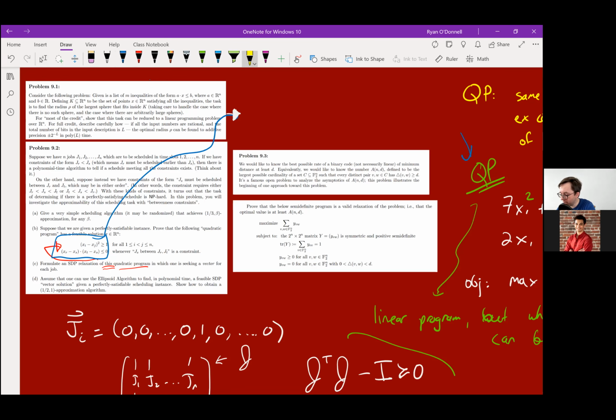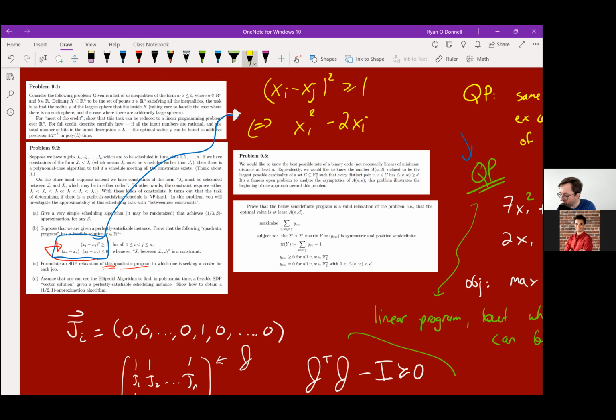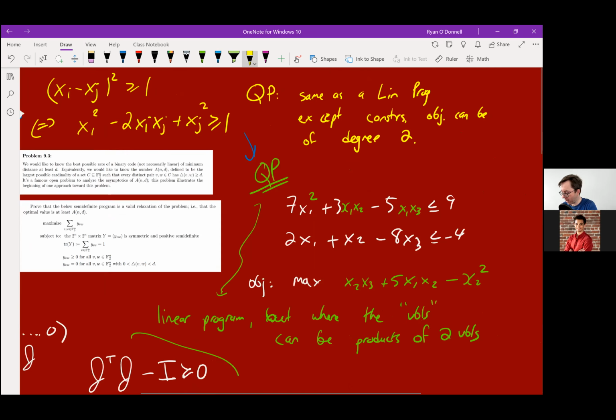But as you said, if you expand this out, xi minus xj squared greater than or equal to 1 is the same as xi squared minus 2xi xj plus xj squared greater than or equal to 1. And this does look like the kind of thing that I said you're allowed to have. Yeah, okay, that makes a lot of sense.